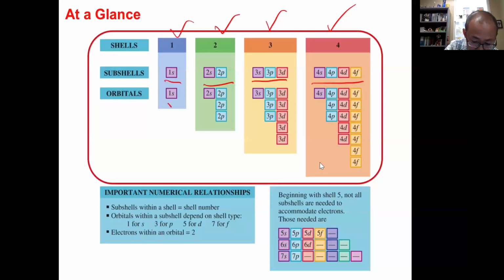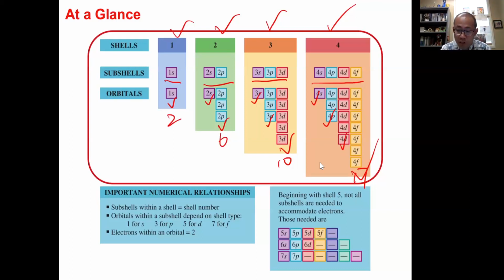Then each subshell has a different number of orbitals. S subshell, 1 orbital. P subshell, 3 orbitals. D subshell, 5 orbitals. F subshell, 7 orbitals. And each orbital will accommodate 2 electrons. So S subshell, 2 electrons. P subshell, 6 electrons. D subshell, 10 electrons. F subshell, 14 electrons.